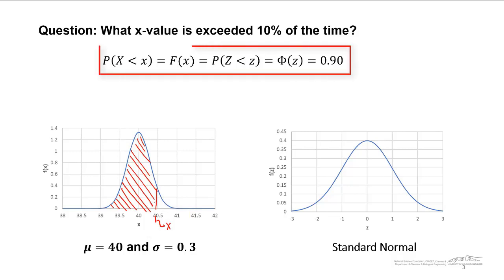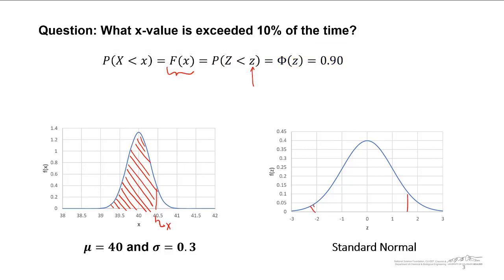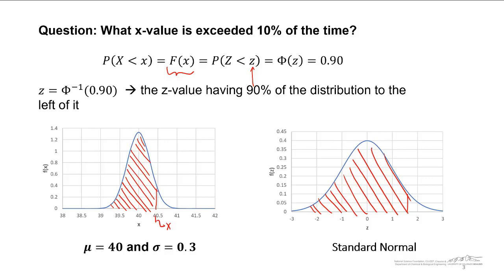We're trying to find this value x that is exceeded only 10% of the time. The probability that X is less than some value x is the cumulative function, capital F. If you transform this into the standard normal distribution, this is asking what's the probability that Z is less than some value z, and we know that that's the cumulative up to 0.90. On the standard normal graph, it's this region. And so if we can calculate z, then we can back calculate through our standardization formula to determine what x has to be. We can do this by taking the inverse of the standard normal distribution.